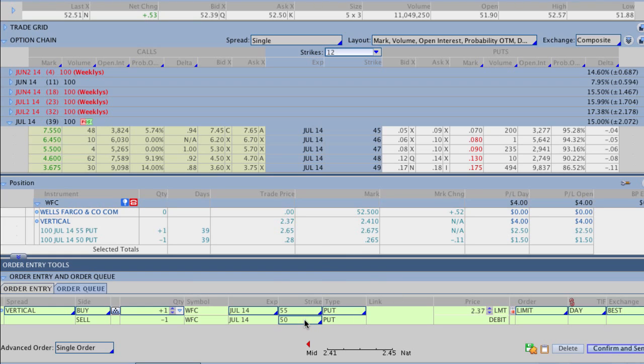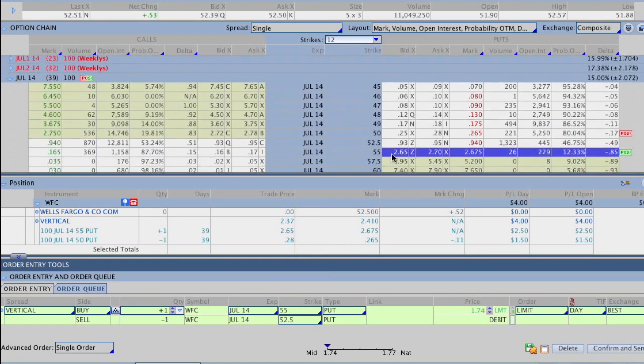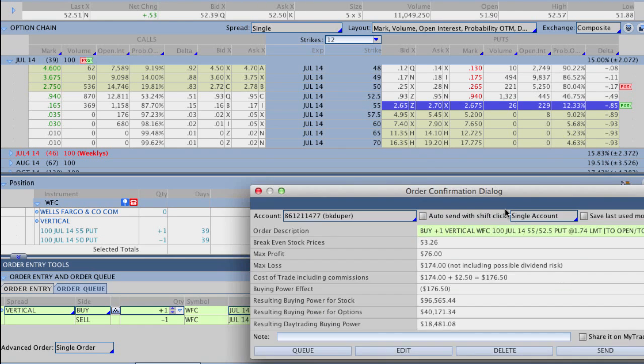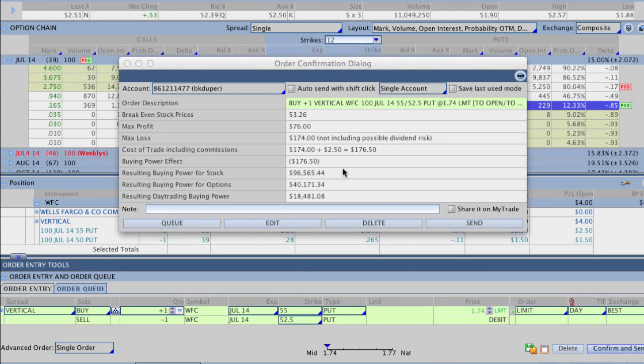Now, if I had, for example, bought the 55/52.5 put spread, which is the one that's about one strike wide and really straddles the market here, you'll see I paid 174 for that spread. So you'll notice that now we have a break-even price of 53.26, so much higher than where it is right now.